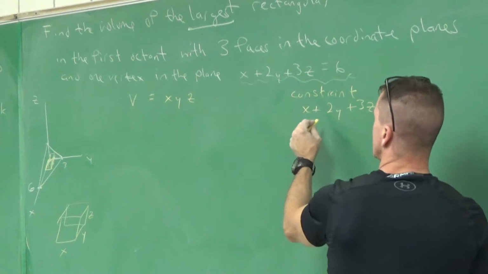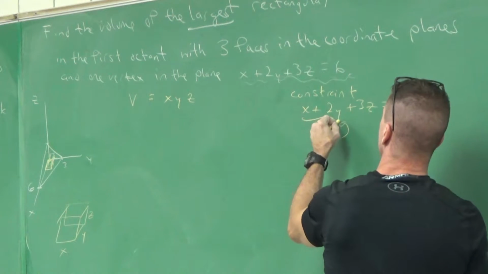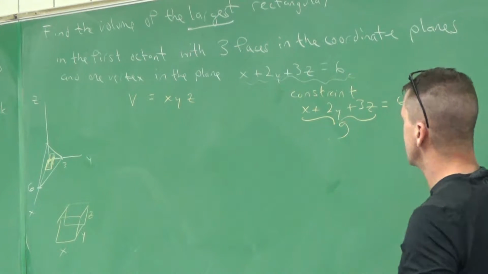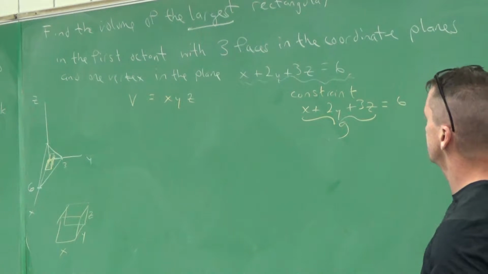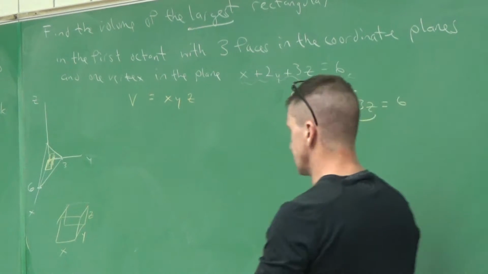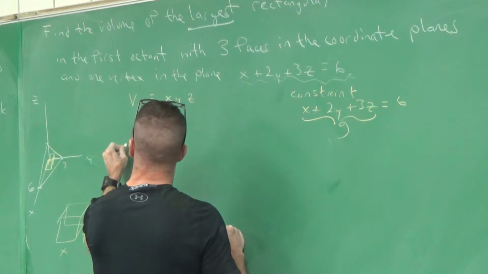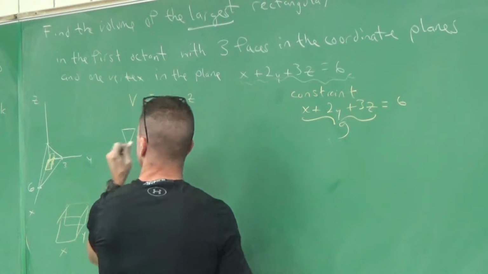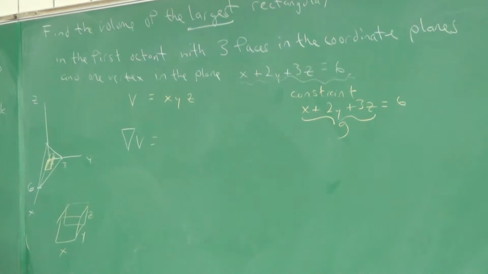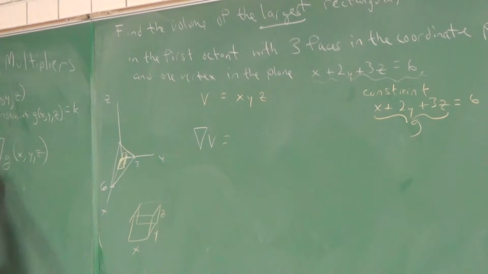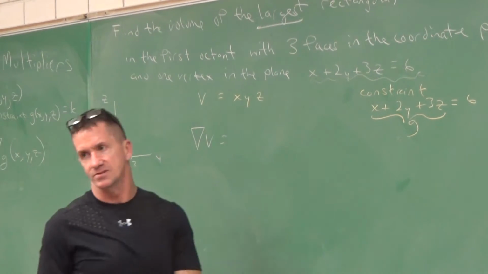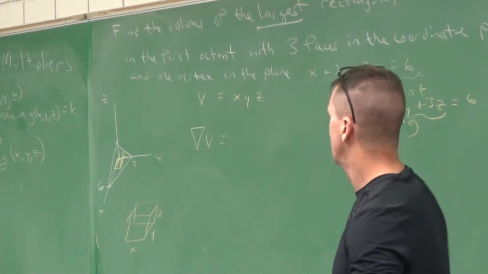I'd like to make a note: this is G, all that is G, equal to some constant K. So let's use Lagrange multipliers. Now when we're starting Lagrange multipliers, the first step is to get del V and del G. We'll put a lambda with del G, and we'll solve the system using the constraint as well.